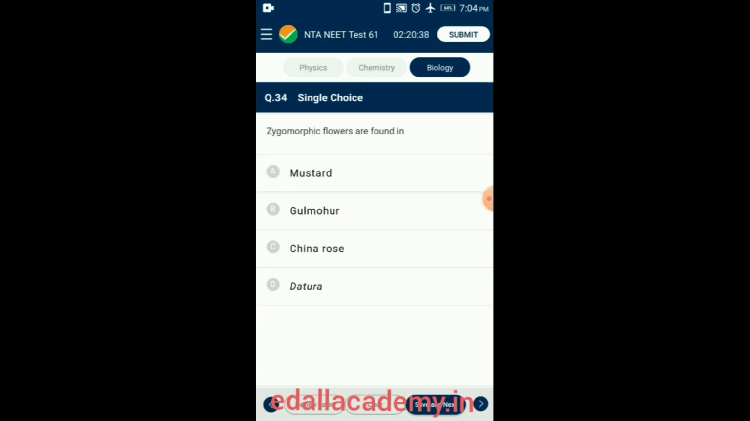Question number 34. Zygomorphic flowers found in. When a flower can be divided into two similar halves in only one particular vertical plane, it is zygomorphic. Example, pea, gulmohar, bean, etc. So the answer for this question is option B, gulmohar.